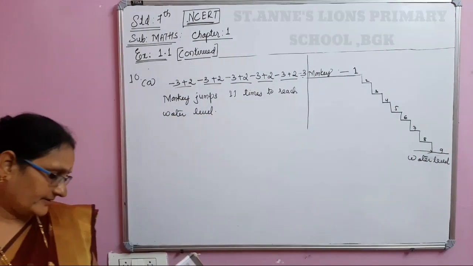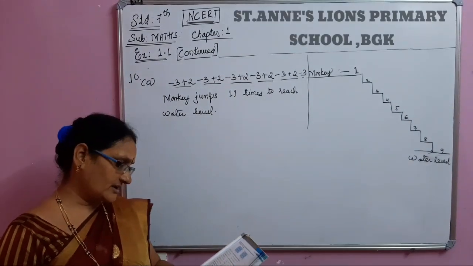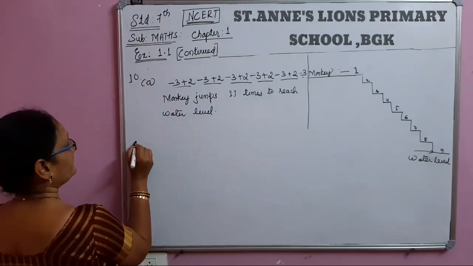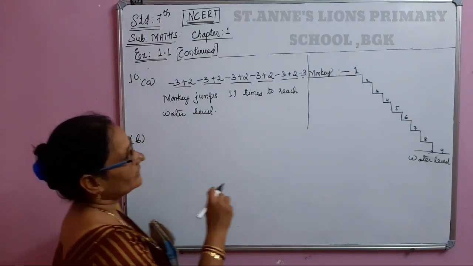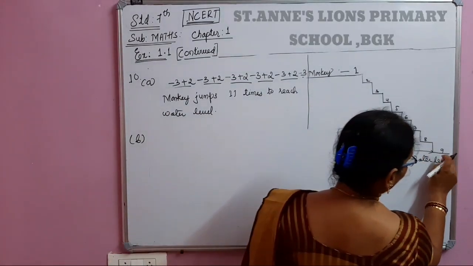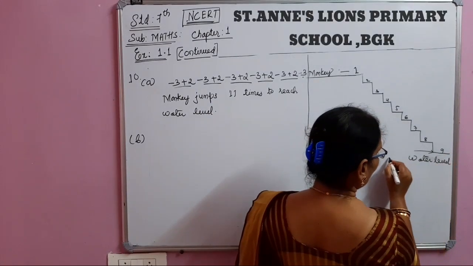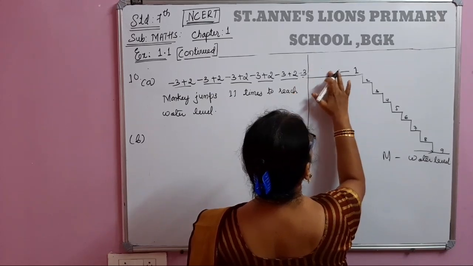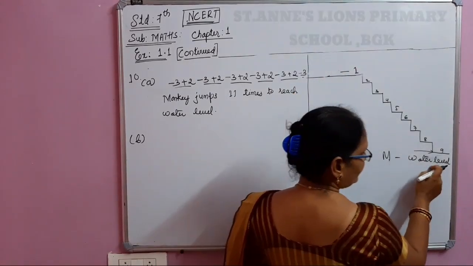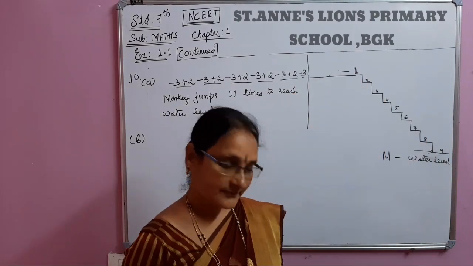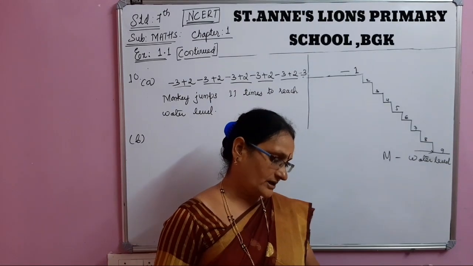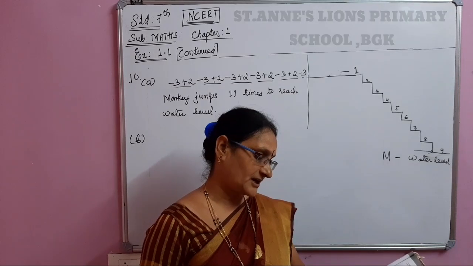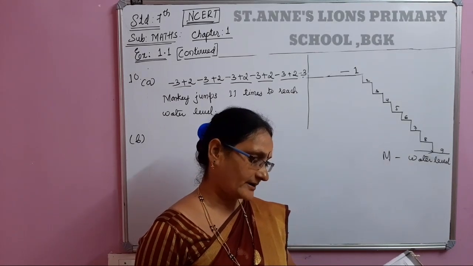A. 11 steps. Next, after drinking water, he wants to go back. B it is. Now, monkey is here. Okay, monkey is here now. For a second, monkey came down to drink water. After drinking water, again it goes up. Okay, after drinking water, he wants to go back. For this, he jumps 4 steps up and then jumps back 2.